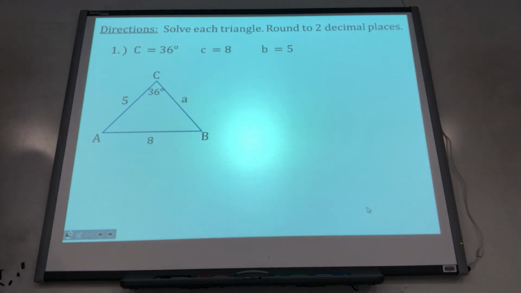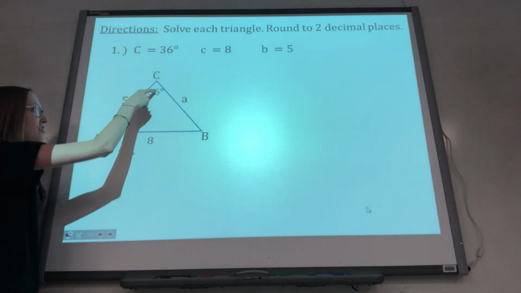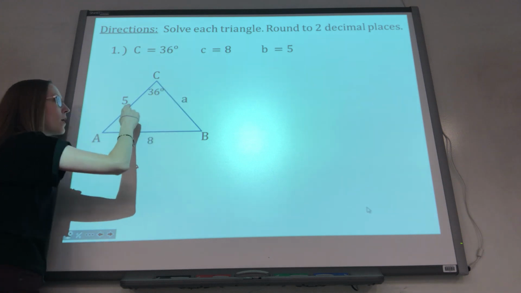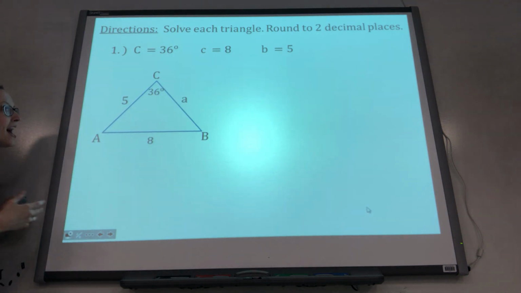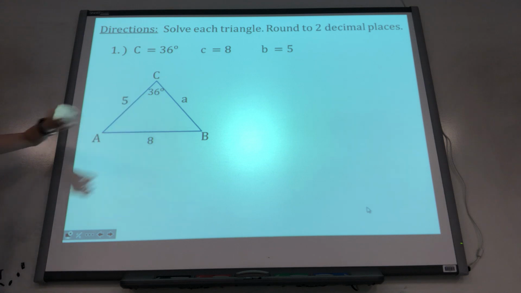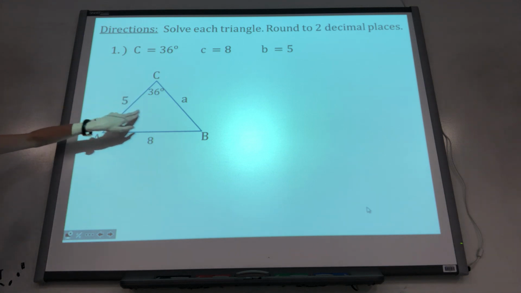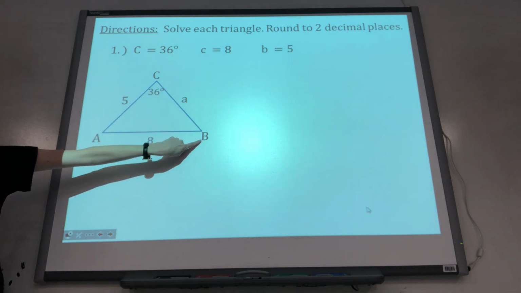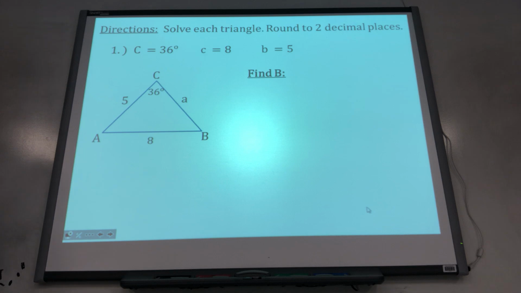And you always want to pay attention to what variable you know the most about. So A, B, or C, which variable do we know the most about? C, you know angle C and side C. And you also know a little bit about B. And I'm thinking if I took my law of sines, paired up the B's and the C's, the only unknown that I would have would be angle B. So that's what I'm going to try to find first.